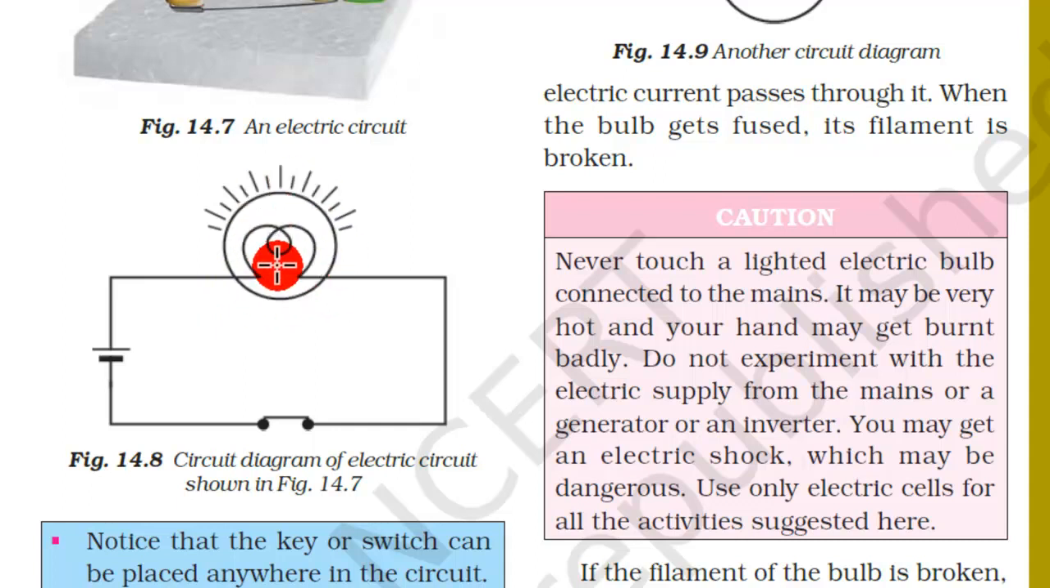This is the representation of the bulb, and this is the symbol of the cell, and this is the switch in on position. The current from the positive terminal of the cell will flow in this direction and will pass through the filament of the bulb, and then will reach here, and the switch is on, so it will again pass through the switch and will reach the negative terminal of the cell, and the circuit is completed, so the bulb is glowing.